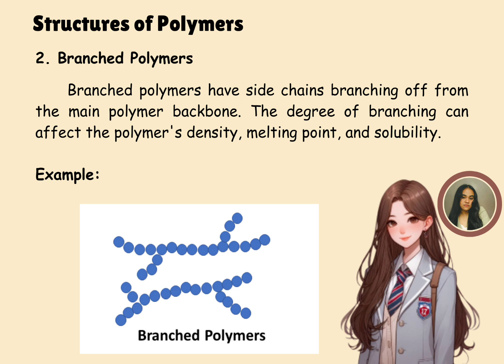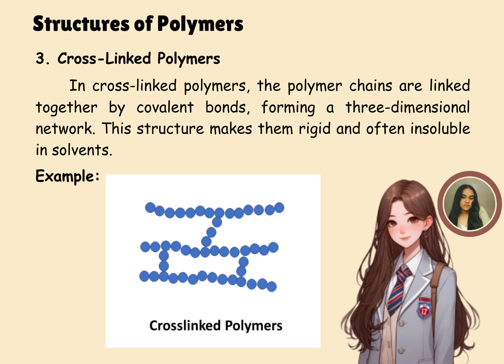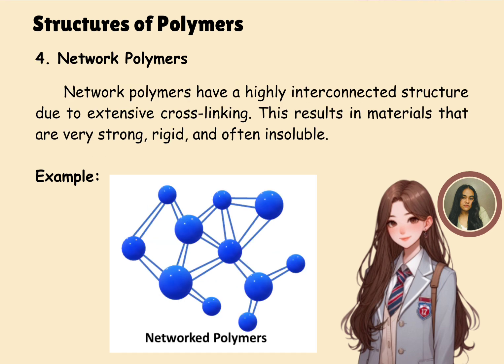The example is below. The third type of structures of polymers is cross-linked polymers. In cross-linked polymers, the polymer chains are linked together by covalent bonds, forming a three-dimensional network. This structure makes them rigid and often insoluble in solvents. The example is below. The last type of structures of polymers is network polymers. Network polymers have a highly interconnected structure due to extensive cross-linking. This results in materials that are very strong, rigid, and often insoluble. The example is below.